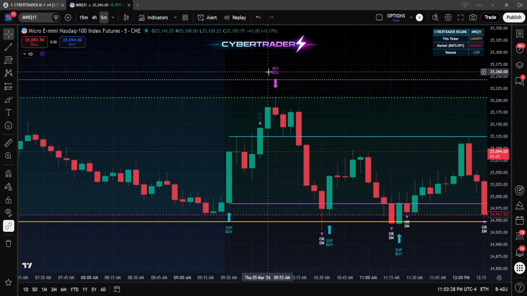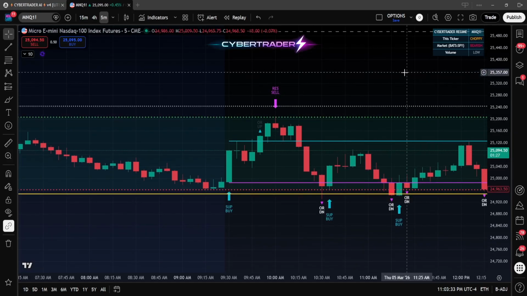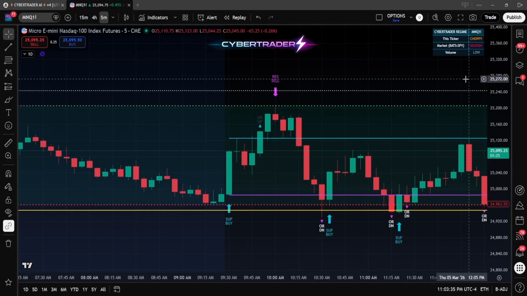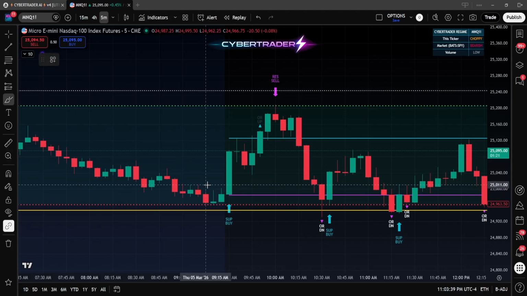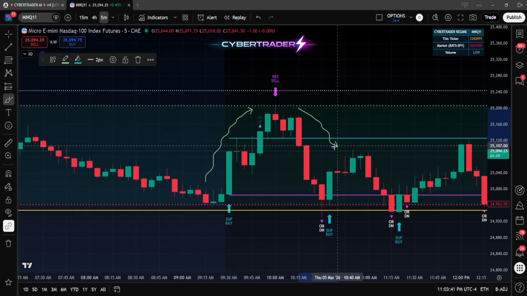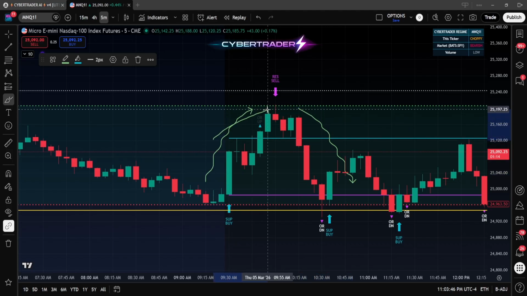The third setup is the bounce or rejection trade. This one usually works better on range days or slower sessions. If price pushes up into a key resistance level, like the main range high, weekly high, or previous week high, and then gets rejected, the indicator can print a resell arrow. That tells you sellers defended the level.